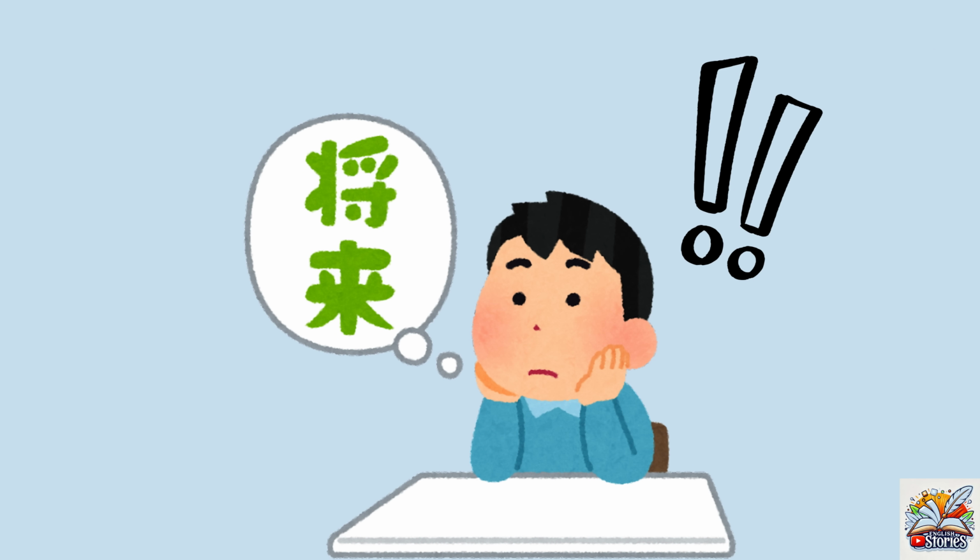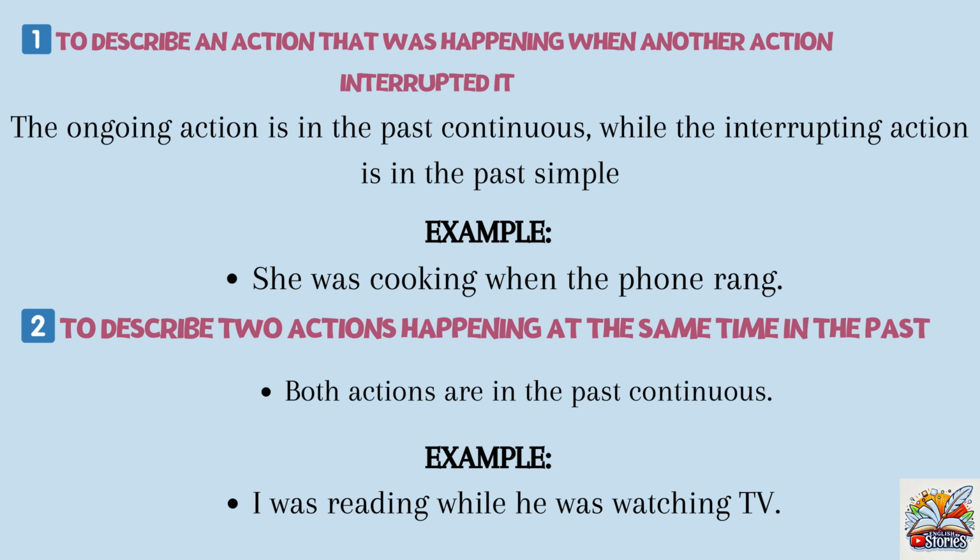So, when do we use the past continuous? 1. To describe an action that was happening when another action interrupted it. The ongoing action is in the past continuous, while the interrupting action is in the past simple. Example: She was cooking when the phone rang. 2. To describe two actions happening at the same time in the past. Both actions are in the past continuous. Example: I was reading while he was watching TV.